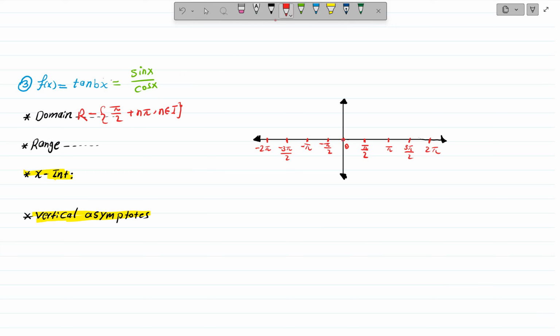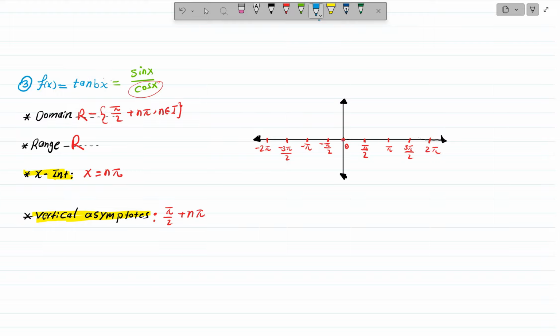Range, we have no problem, we have no limit on the y-axis because range is about the y-axis, so the range is going to be all real numbers. The x-intercept is going to be the same as sine, x equals n pi. How about the vertical asymptote? The vertical asymptote is the values that make the denominator 0, so it's pi over 2 plus n pi, same as the excluded domain values. Domain is R except these values, but the vertical asymptotes are these values that make the denominator 0 for rational functions. So pi over 2 plus n pi is going to be our vertical asymptotes.